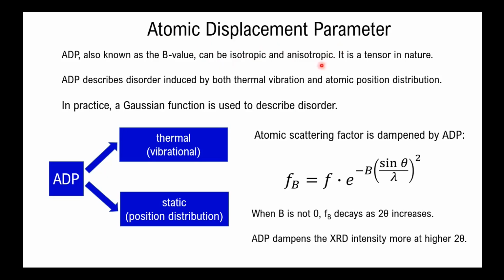This ADP is also important for us to understand the intensity of diffraction. Basically what it does is dampen the intensity. But we need to understand its origin. The origin of ADP actually comes from two parts. One is the thermal part, or the vibrational part. The other comes from the static part, or we can say it's a position distribution.